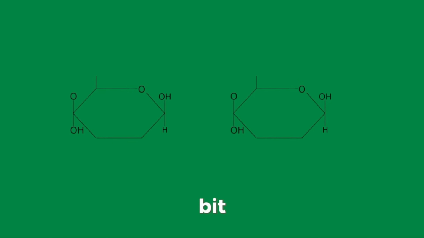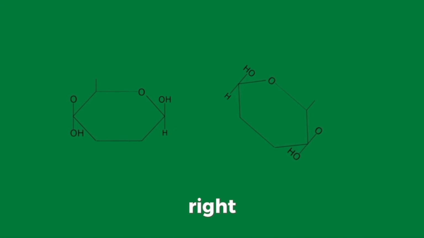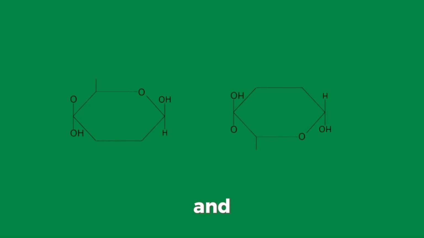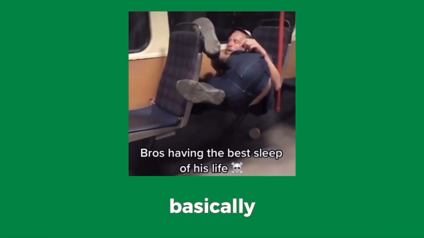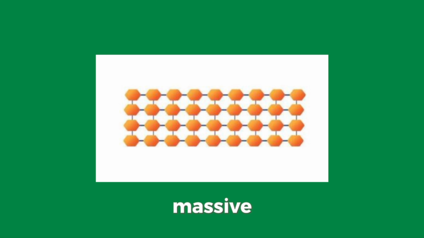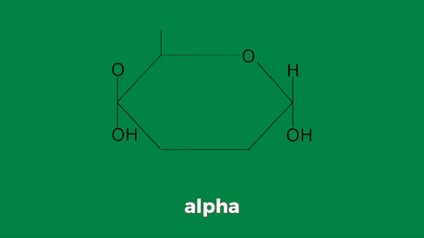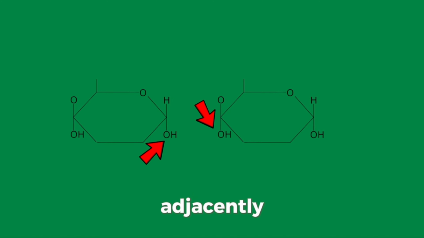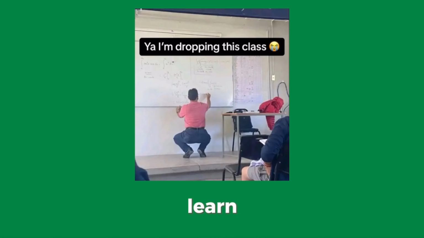The way around this is a little bit silly, but basically the second beta glucose does a backflip, he spins around, and when he turns around, the hydroxyl groups are now adjacent to each other. As you can see, they're level with each other, and they can react. That's how beta glucose forms its polysaccharide, its massive chain. Unlike his cooler cousin alpha glucose, which can just react adjacently without needing to flip. That is something you need to learn, bro.